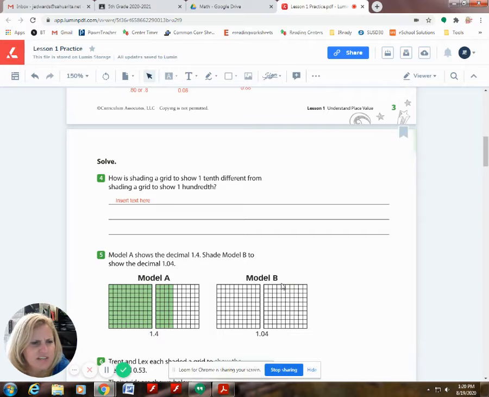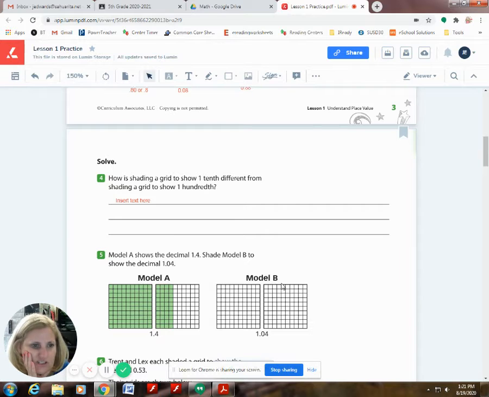Now this next one, it says, how is shading a grid to show 1/10 different from shading a grid to show 1/100th? And this goes back to, if you recall what I was showing you the other day with my little place value. It takes 10 hundredths to make a tenth, right? Or 10 tenths to make a whole.